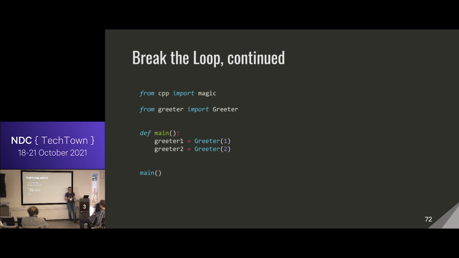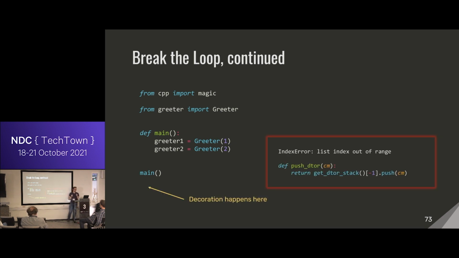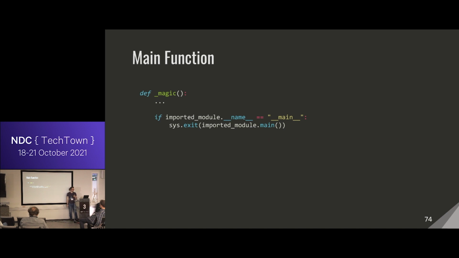So now everything should work, right? Well, no. What happens now is we import the magic, we create a new module, we decorate everything, great, but during the import, we execute the module. When we execute the module, the main function is not yet decorated, which means that when the greeters try to push themselves onto the global stack, there's nothing there and we crash.